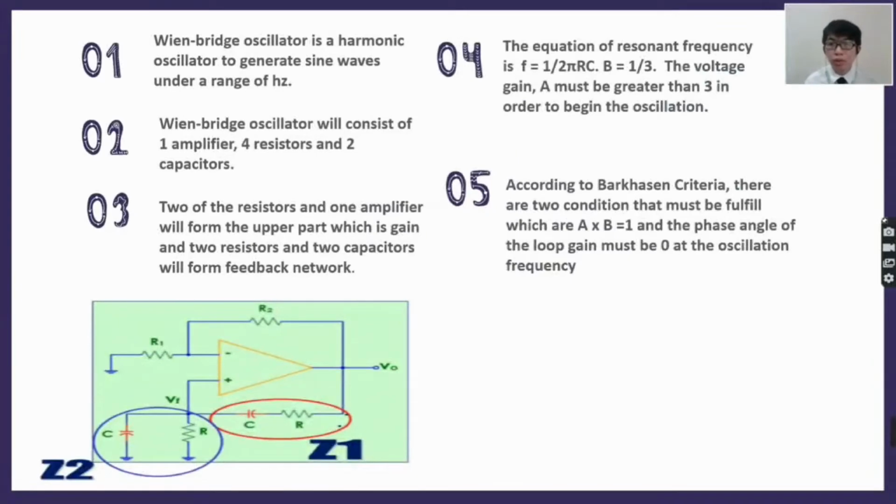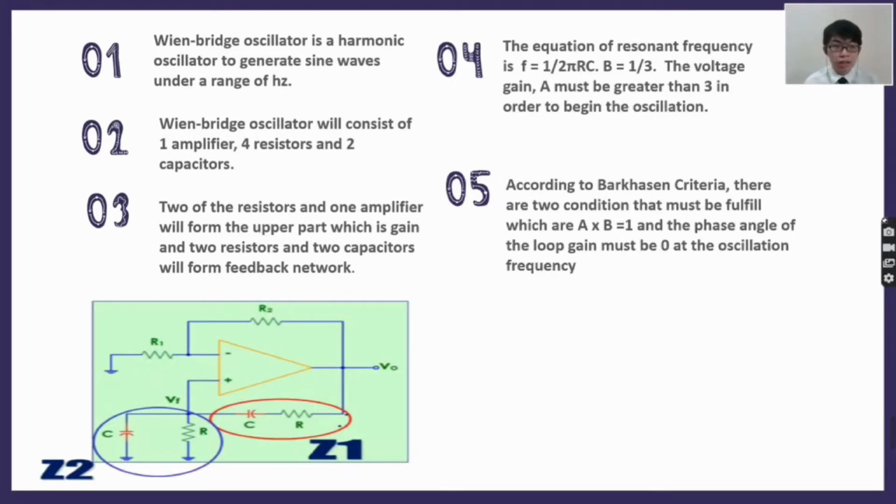For the introduction, the Wien bridge oscillator is a harmonic oscillator that generates a sine waveform over a range of hertz. It consists of 1 amplifier, 4 resistors, and 2 capacitors. 2 of the resistors combine with the amplifier to form the output part, which is the voltage gain, and 2 resistors and 2 capacitors form the feedback network, which is beta. The equation of the resonant frequency is F equals 1 over 2 pi RC, and beta always equals 1 over 3, and the voltage gain A must be greater than 3 in order to begin the oscillation.